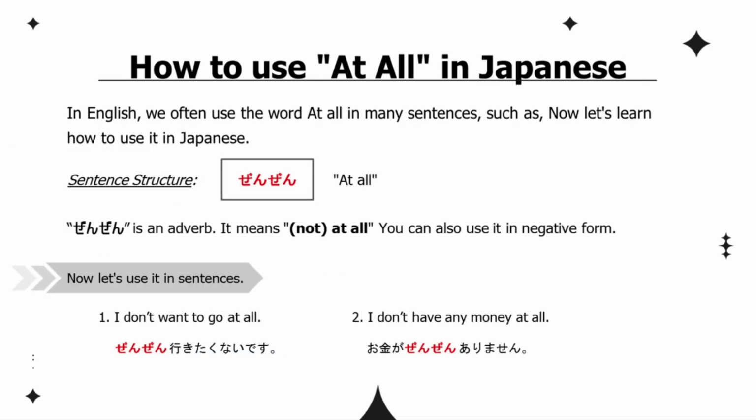4. How to use it all in Japanese. In English, we often use the word at all in many sentences, such as I don't have any issue at all, and many such sentences. Now let's learn how to use it in Japanese.